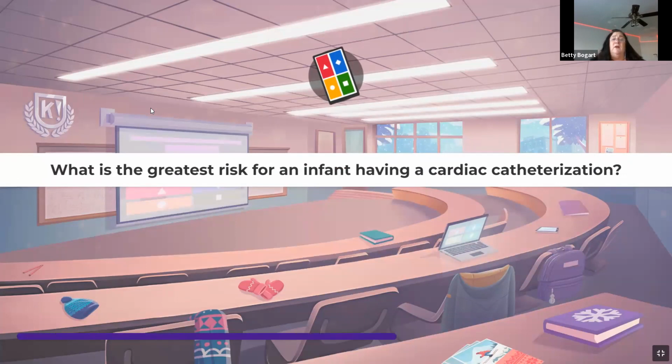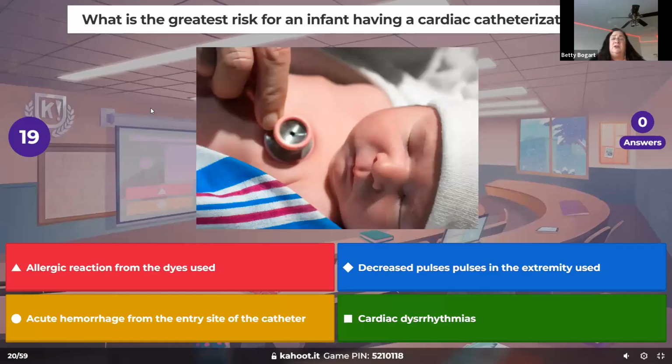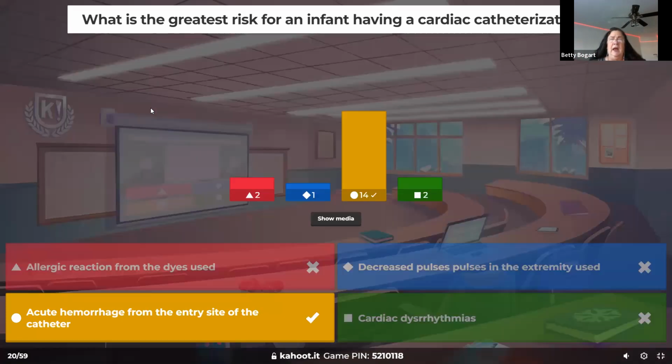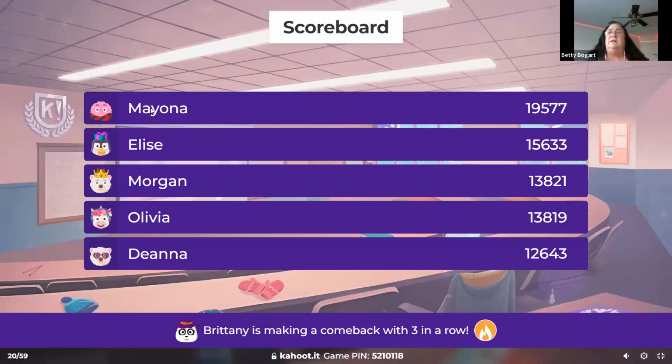What is the greatest risk for an infant having a cardiac catheterization? Two big tubes are being put in the right femoral artery and vein to go in there and look, see what's going on. Remember, we do a cardiac cath after an echo says, yeah, there's something wrong here. Let's go and investigate. And our biggest problem is hemorrhage. You know, the reaction to dyes, dysrhythmias, pulses, well, they're going to be decreased for a little bit, but they come back because it's just a little swelling due to the irritation of the cannulas.